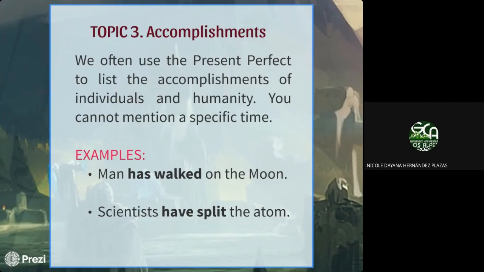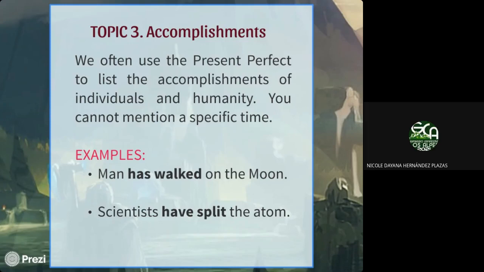Okay. So, my dears, up to this point, which are the three uses that we have said about present perfect? What is one? The first one. Experiences. The second one. Change over time. And the third one?